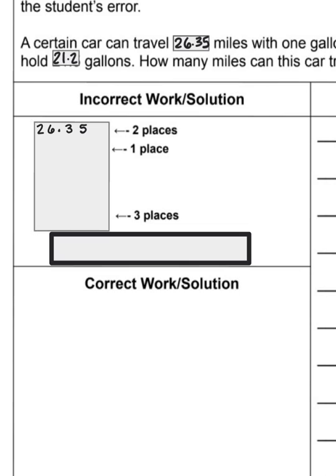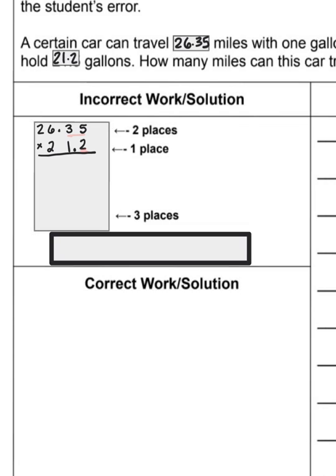Record my first factor. Record my second factor. Notice that my first factor has 2 decimal place positions and my second factor only has 1. So look at my work and decide if I'm correct or incorrect so far. Hint, I'm correct so far.